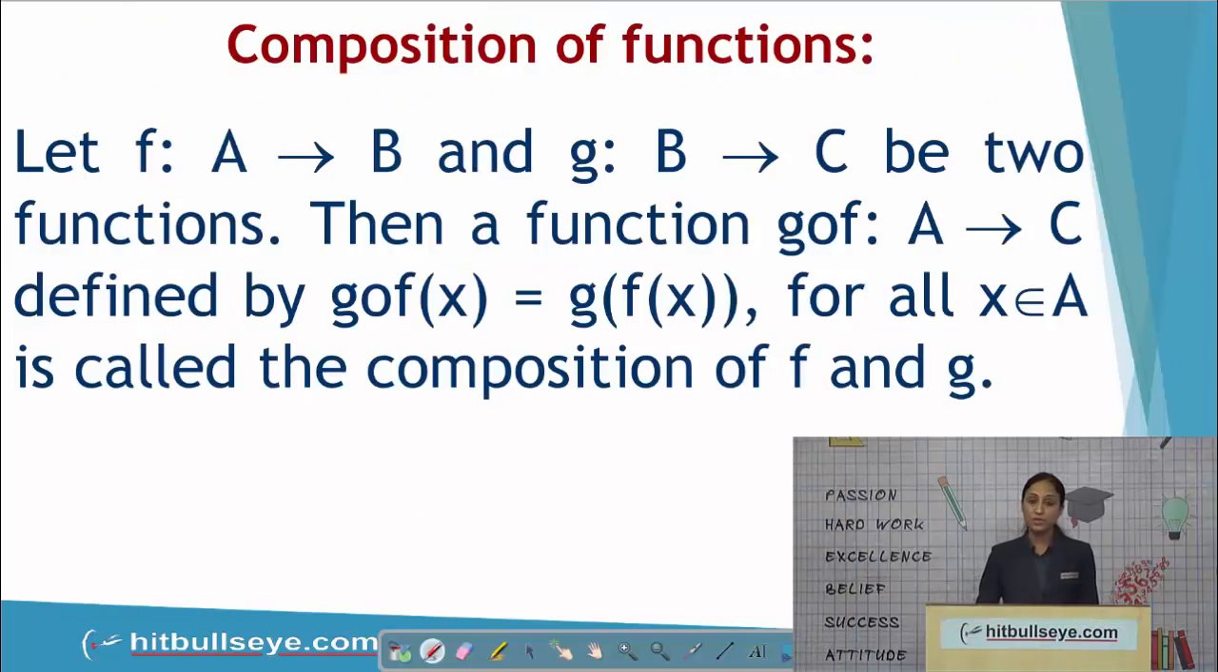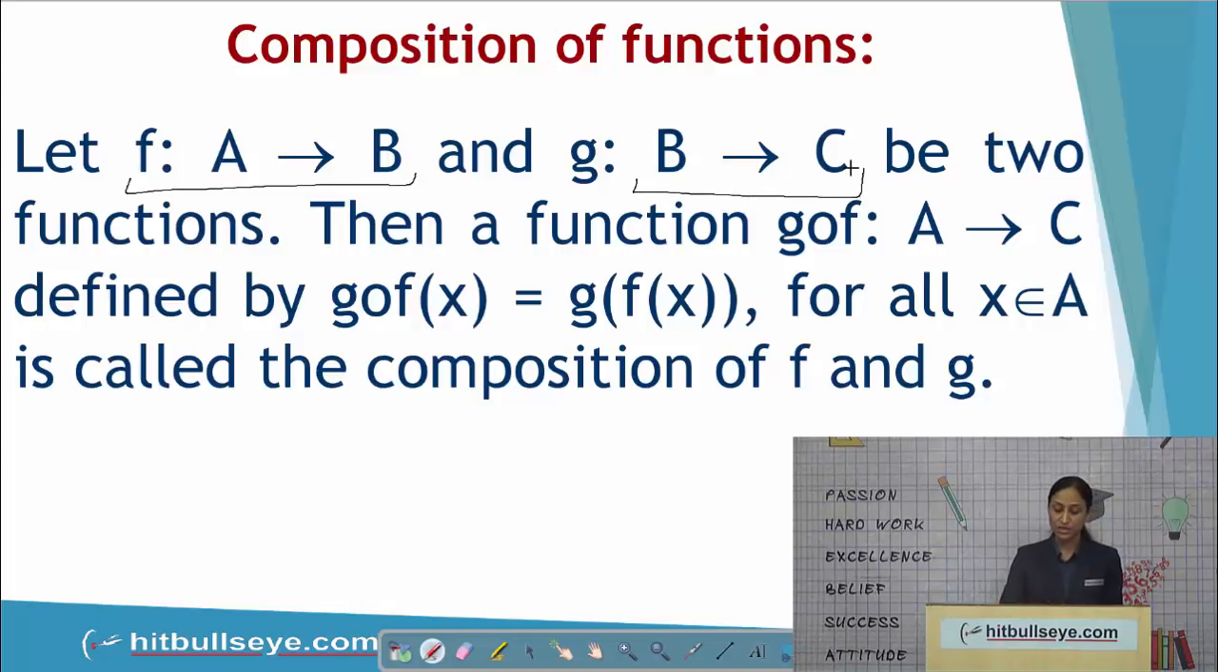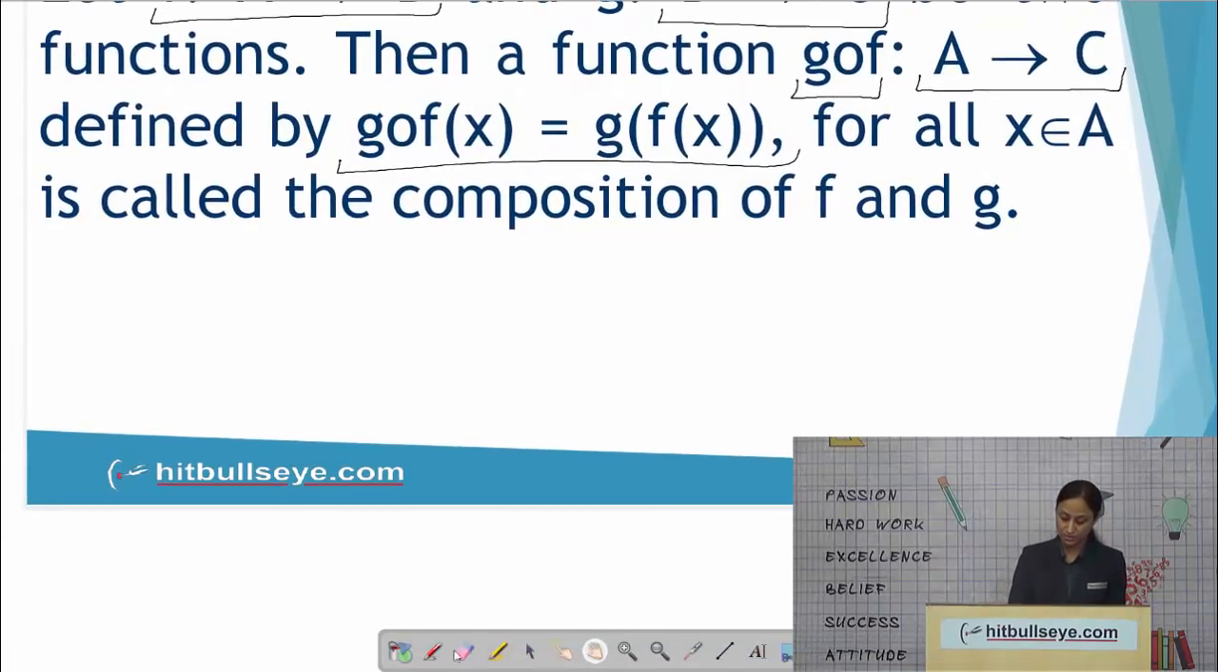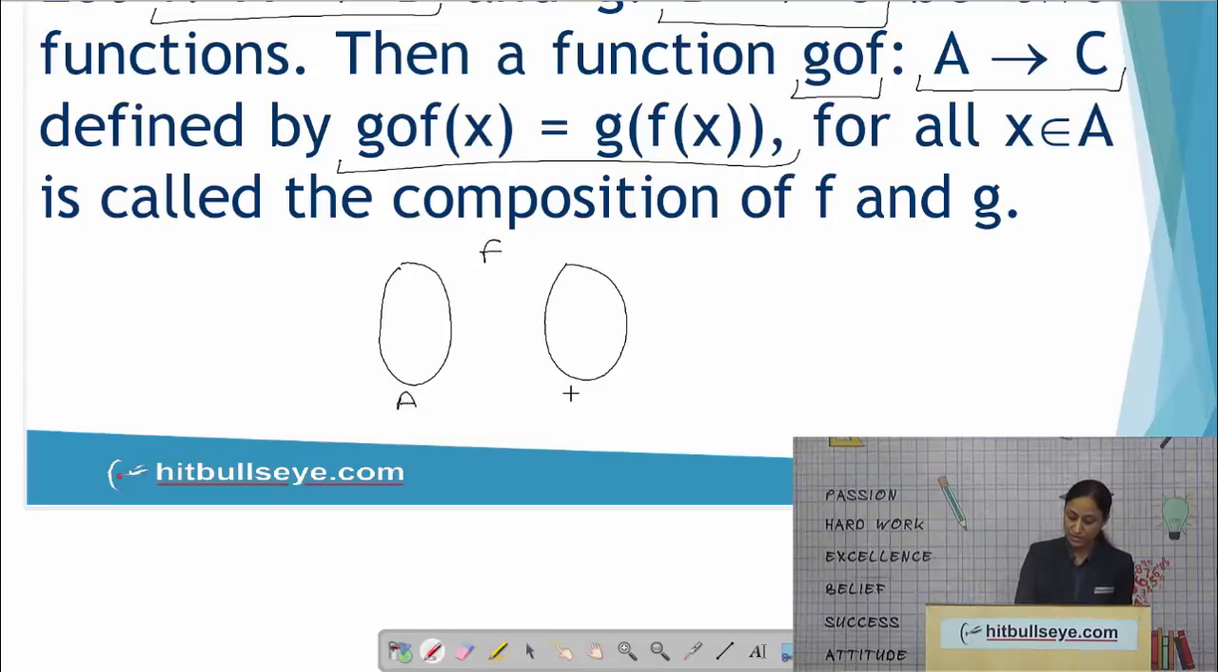Next definition is the composition of functions. Now suppose we have two functions, let's take f is a function from A to B and g is a function from B to C, then the composition of the two functions g of f is from the set A to set C and is defined as this. So again, let's understand it by taking the mapping. f is a function from set A to set B and g is a function from set B to set C.